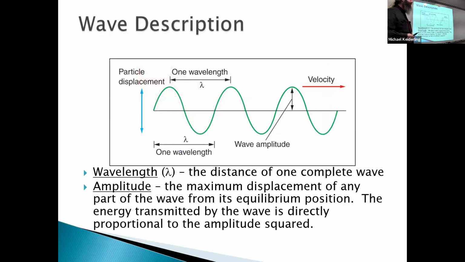When we describe a wave, we describe some of its properties. The distance between two peaks is one wavelength. You can also measure the distance between any two identical points in the wave. So that's the distance for one complete cycle of a wave. It's from peak to peak, trough to trough, from rising edge to rising edge.